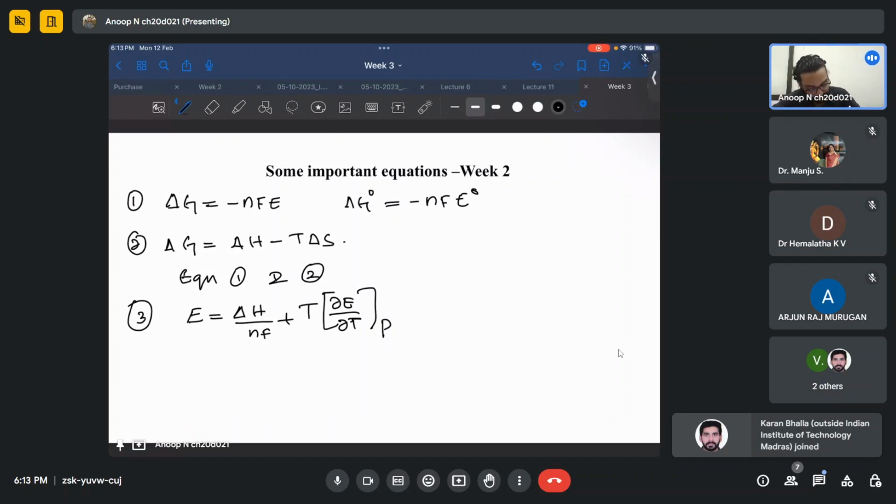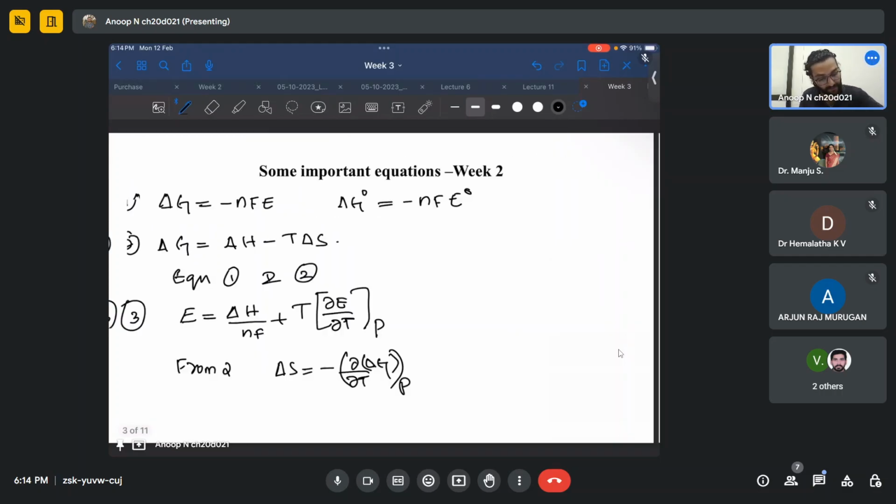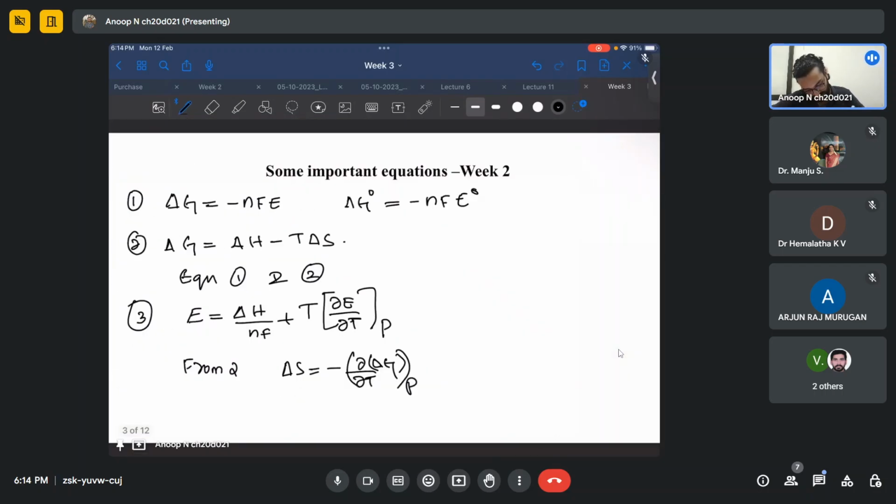From 2, we can write delta S is equal to minus dou by dou T of delta G at constant pressure. I would also like you all to note down this equation so that we can easily solve the problems. You can make a small note of these equations. So what is next? This is equation number 4. From 2 we will get 4.